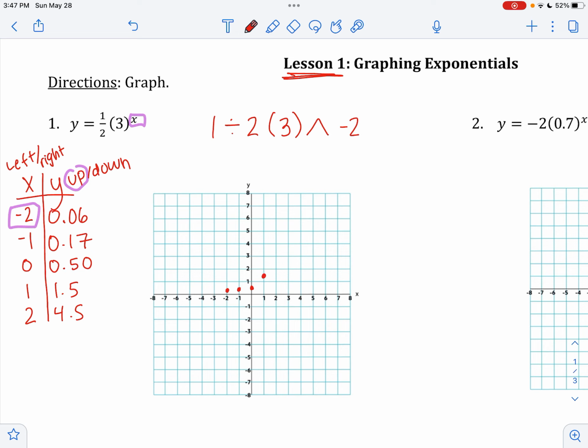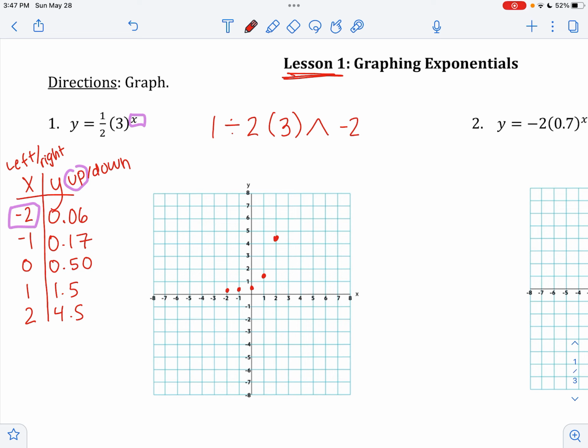Remember I told you to think about this in like dollars? So it's like $1.50, right? This is like $4.50. This is like 6 pennies. So when you're thinking 6 pennies, you have pretty much nothing, which is why when we go left 2, we're going to go up just barely anything. And then right 2 up 4.5.